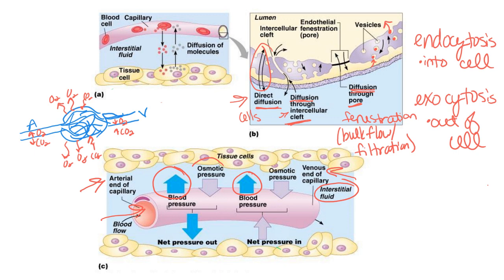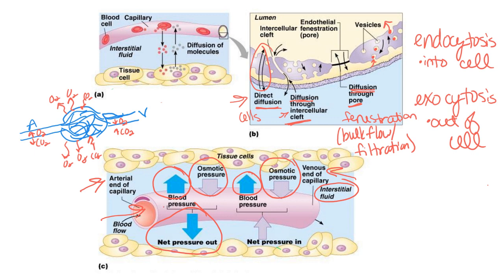The osmotic pressure, you see that on both ends, on both the arterial and the venous end. This is basically the pressure that the interstitial fluid is putting on the outside of the capillary. And so in the beginning, at the arterial end, the blood pressure is high enough to overcome that. And so I have a net pressure out, which will help us get nutrients and fluid out of the capillary.